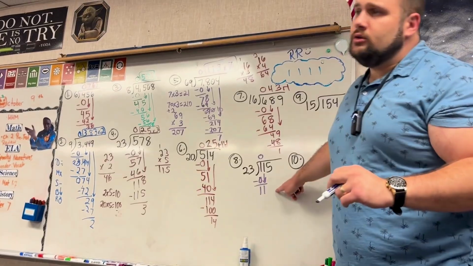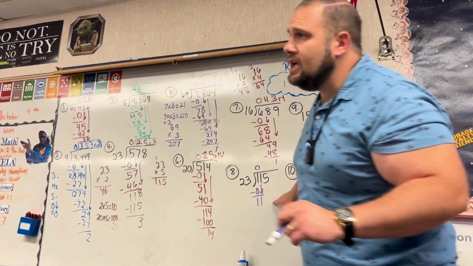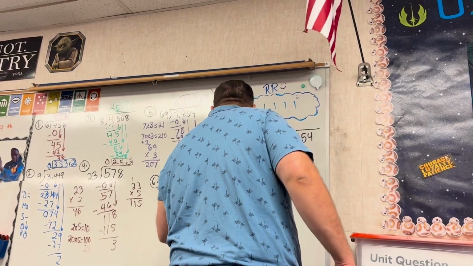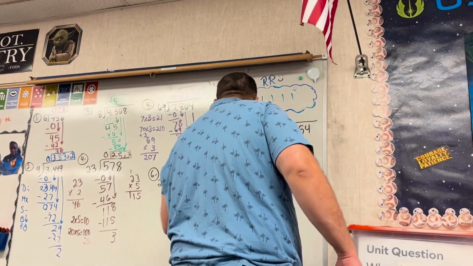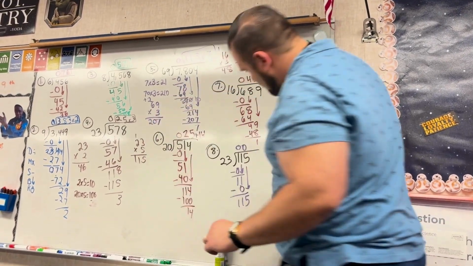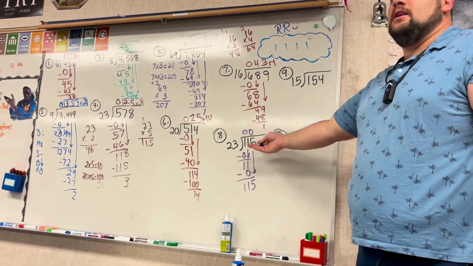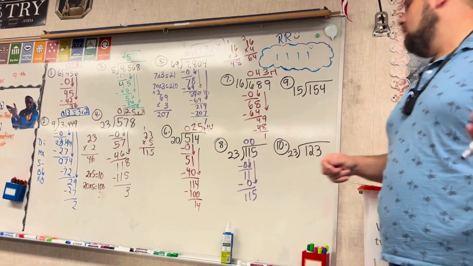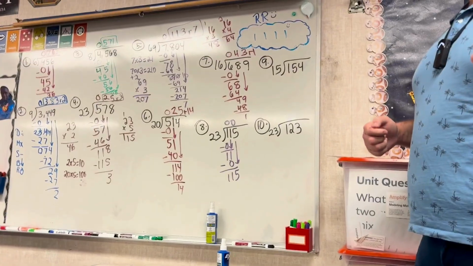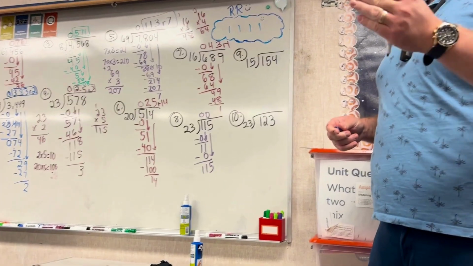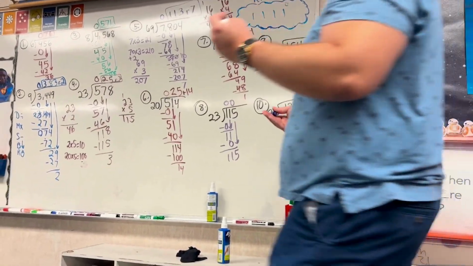Can 23 go into 11? No, it's still too big. So we put another 0. 23 times 0 is 0. We got 11 left over, and we bring down the 5. Now, we're back to square one, right? Like, okay, now I have to divide the number I had to divide up here. How do I do that? Well, I would round this to 20. Round it down to 20. I know 20 times 5 is 100, so let's try 23 times 5.